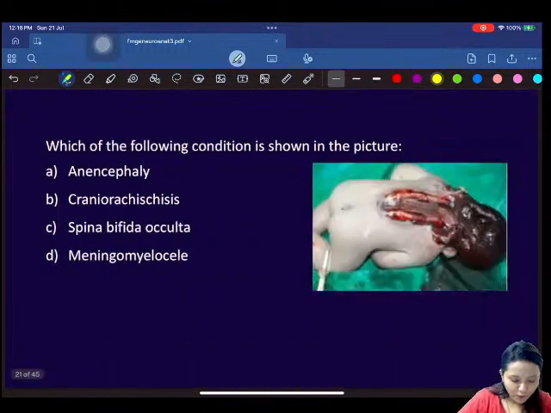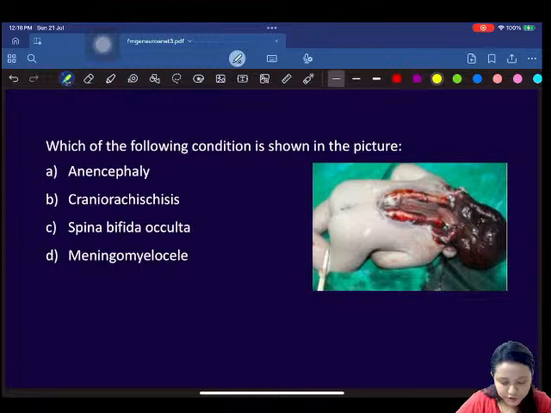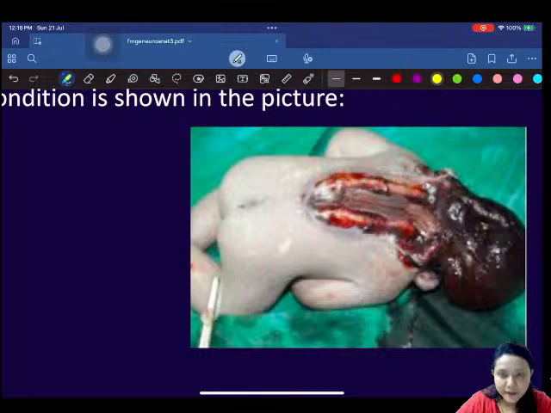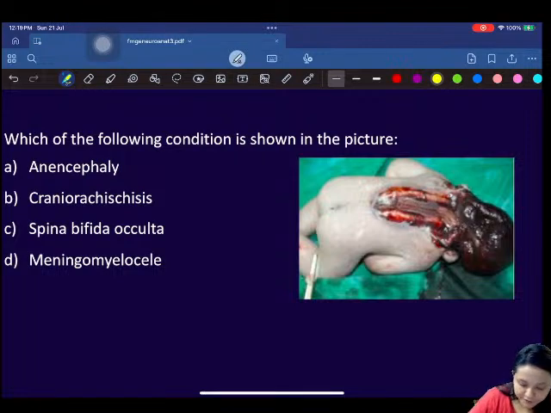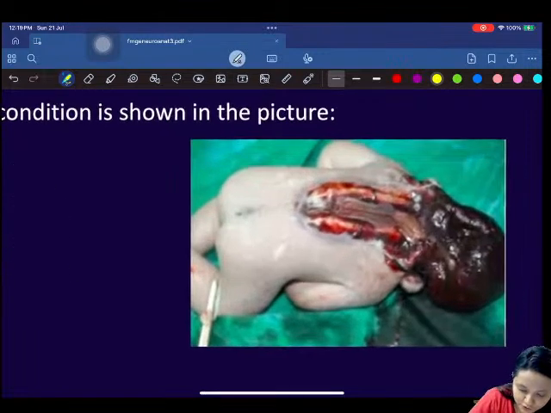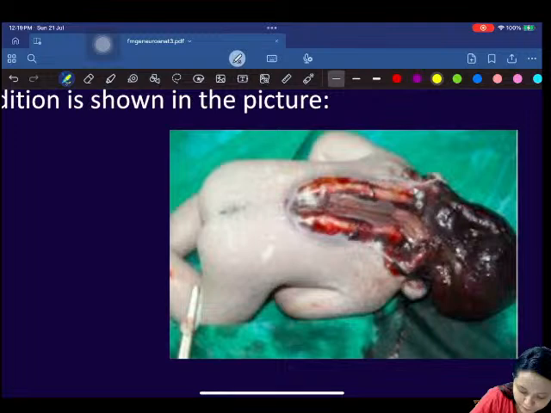Okay. Now what is this? Which of the following conditions is shown here? Anybody who wants to answer this, can you see this image properly? First look at it, what is this image? What is this condition? And then you try to answer. Yes, the answer is craniorachischisis. Why am I saying it is craniorachischisis? Because in this image you can see properly.